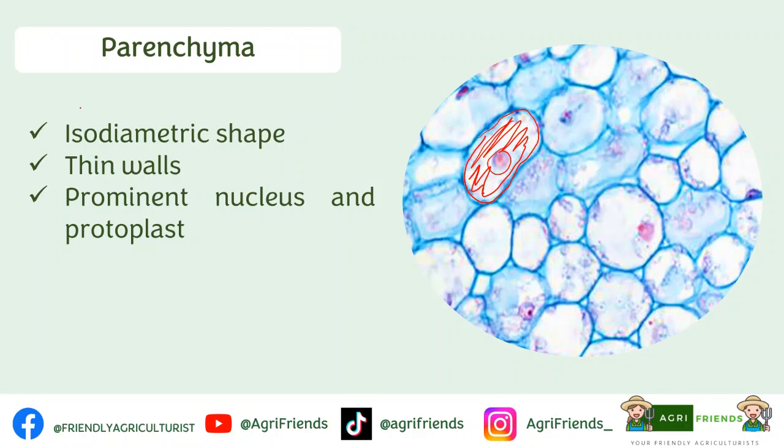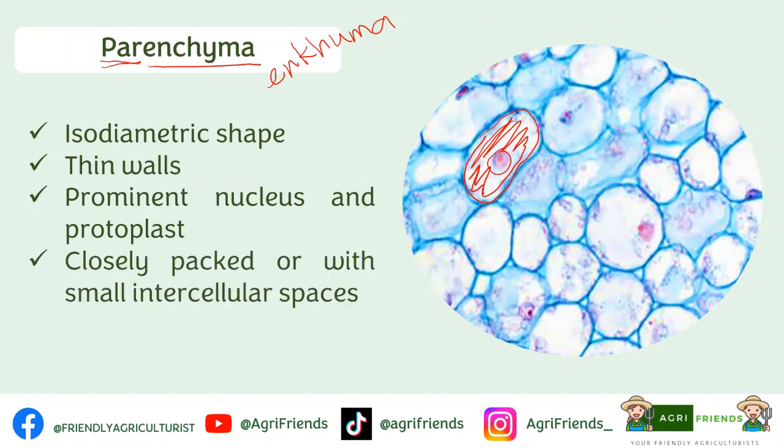The term parenchyma comes from two Greek words, para and enchuma. Para means beside, and enchuma means infusion. So, these cells are closely packed, but they have small intercellular spaces. So, what are intercellular spaces? These are spaces between cells or between adjacent cells. And these are this one, this, and many more.